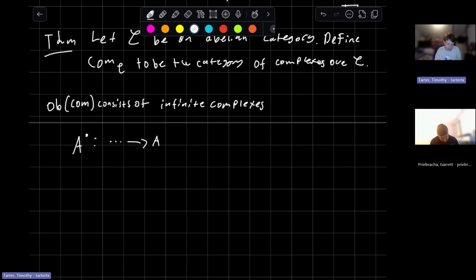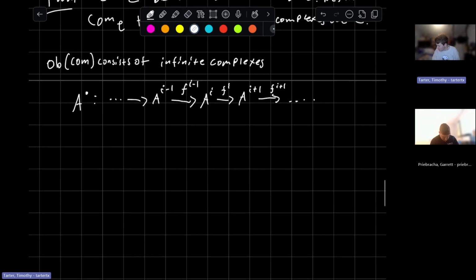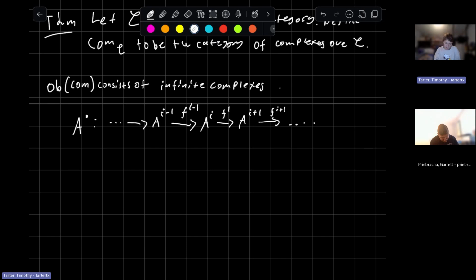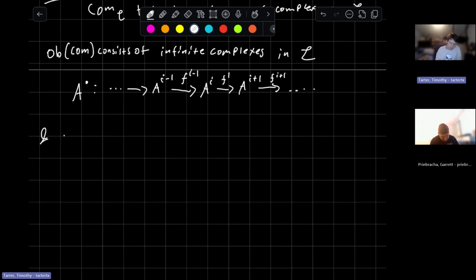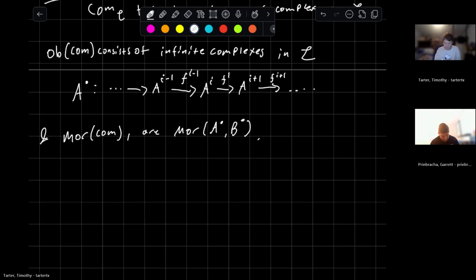A_{i-1} to A_i to A_{i+1}, with maps f_{i-1}, f_i, f_{i+1}, in the category C, and the morphisms of Com are morphisms from complex to complex in the manner of a commutative diagram.